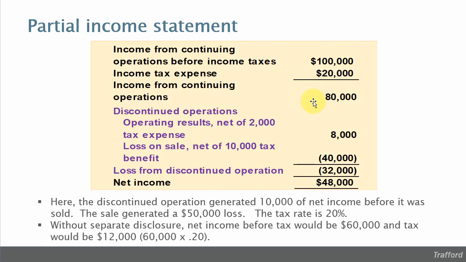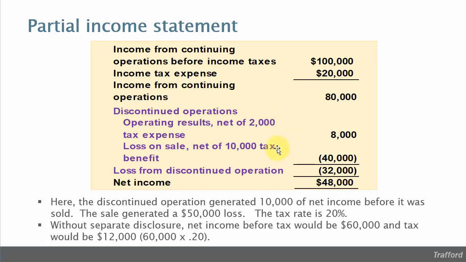The purple section here reports the results of the discontinued operations. In this case, we split it into two different categories. That's not always necessary. There's other ways to disclose the same information. The $10,000 of operating results generate their own $2,000 of tax expense. 10,000 times 20% is the $2,000 of tax expense. So the $10,000 minus the $2,000 is $8,000 of income after tax for operating results.